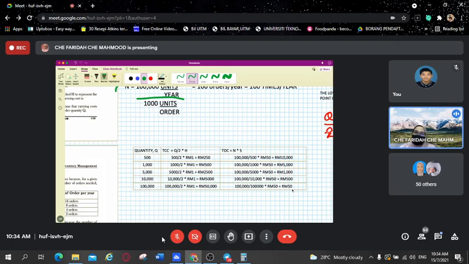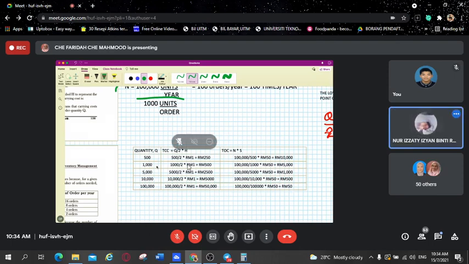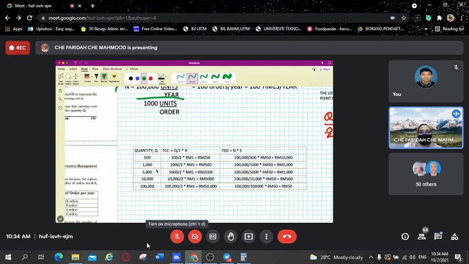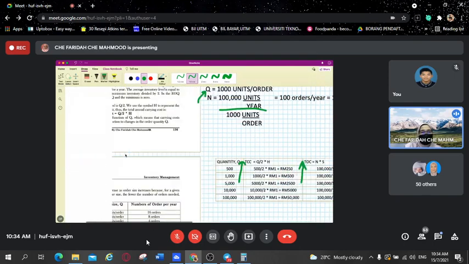Do you understand this? Are we good? Understood. And you notice that when quantity goes up, our TCC will go up, but our TOC goes down. That's why we get a graph like that.